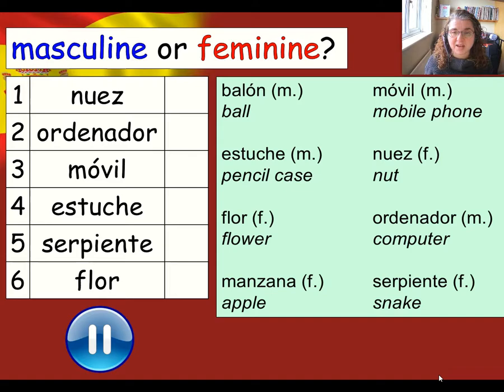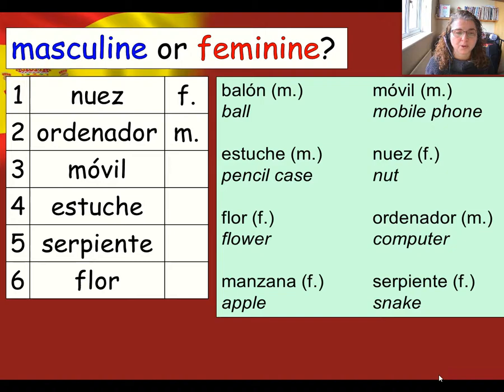Right then, do you have M or F, masculine or feminine, for all of those nouns? Let's have a look and see what they are. So the first one, nuez, the word for a nut, that is feminine. The second one, ordenador, is the word for a computer, and that is masculine. The third one, móvil, is the word for a mobile phone or a smartphone, that is masculine. Number four, estuche, is the word for a pencil case, and that is masculine.